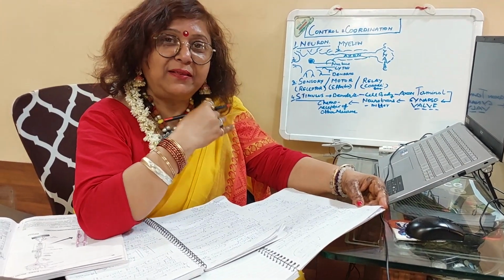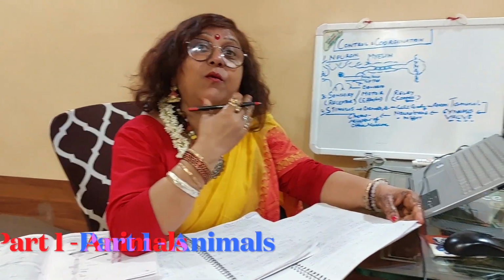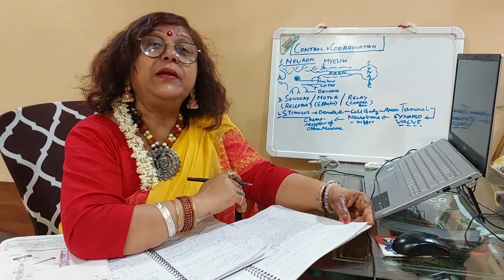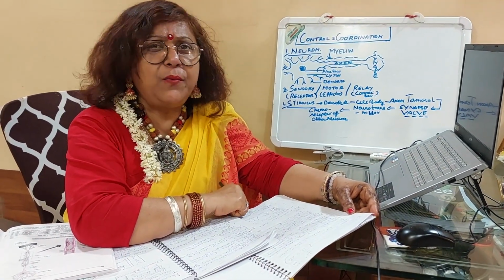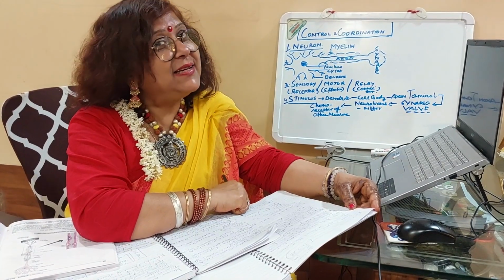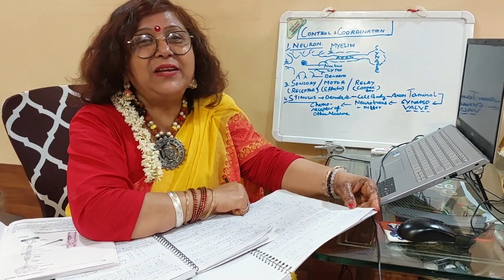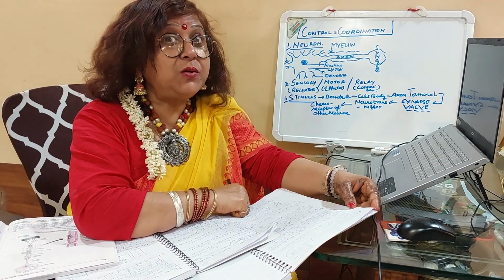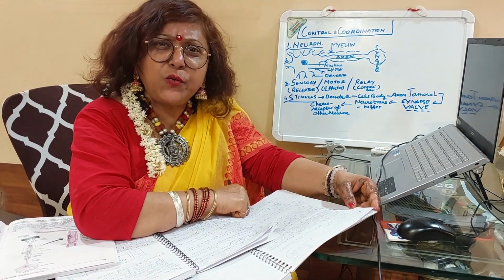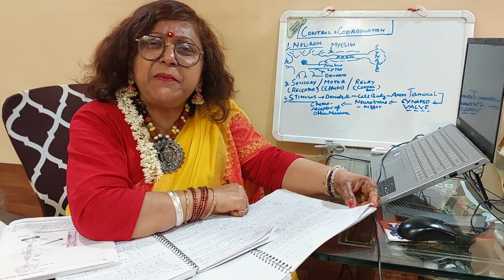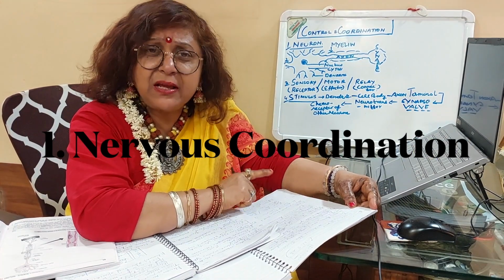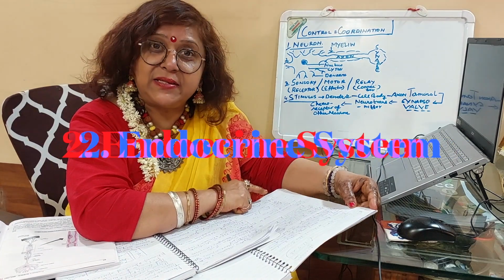We start with what is control and coordination, and how it takes place in animals and that too in man. Now man is a very complicated organism. We term him as Homo sapiens, the vertebrates, the most evolved one. Now this control and coordination in man takes place through two ways. First, it is through the nervous coordination. Second is through the endocrine system.